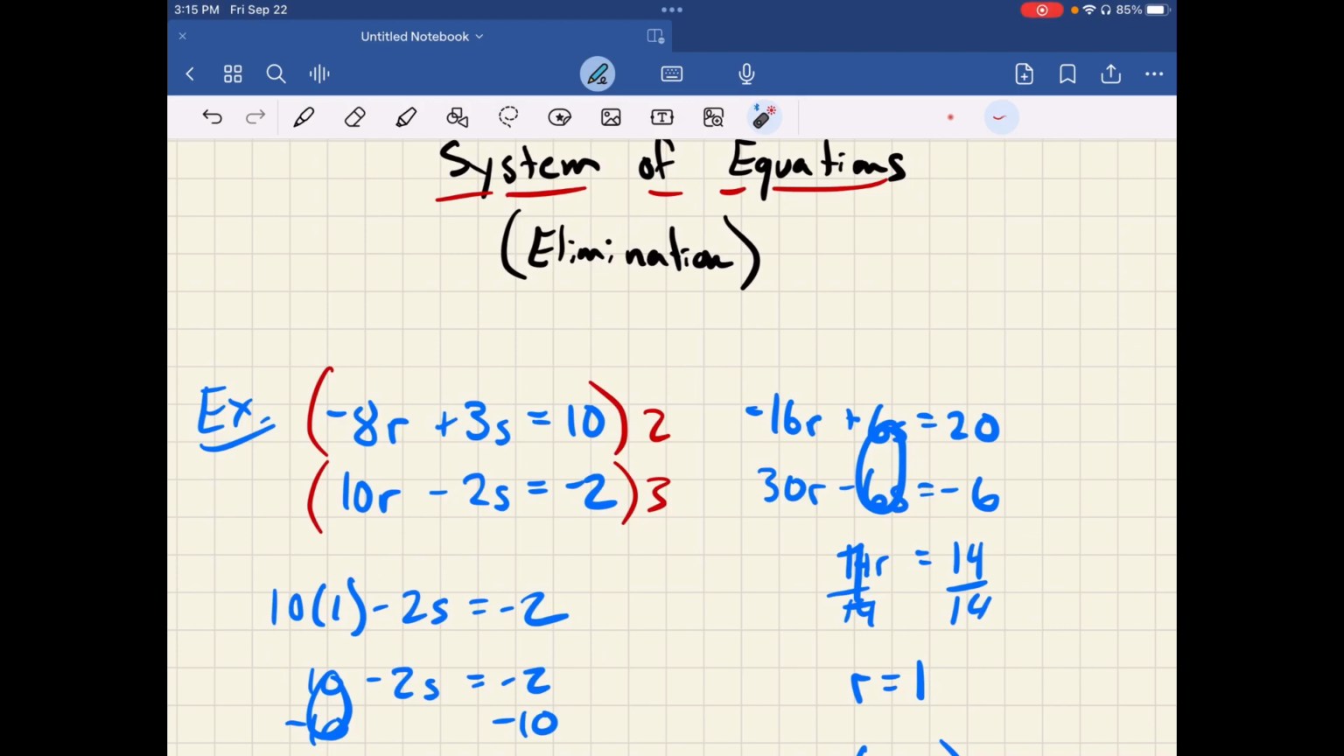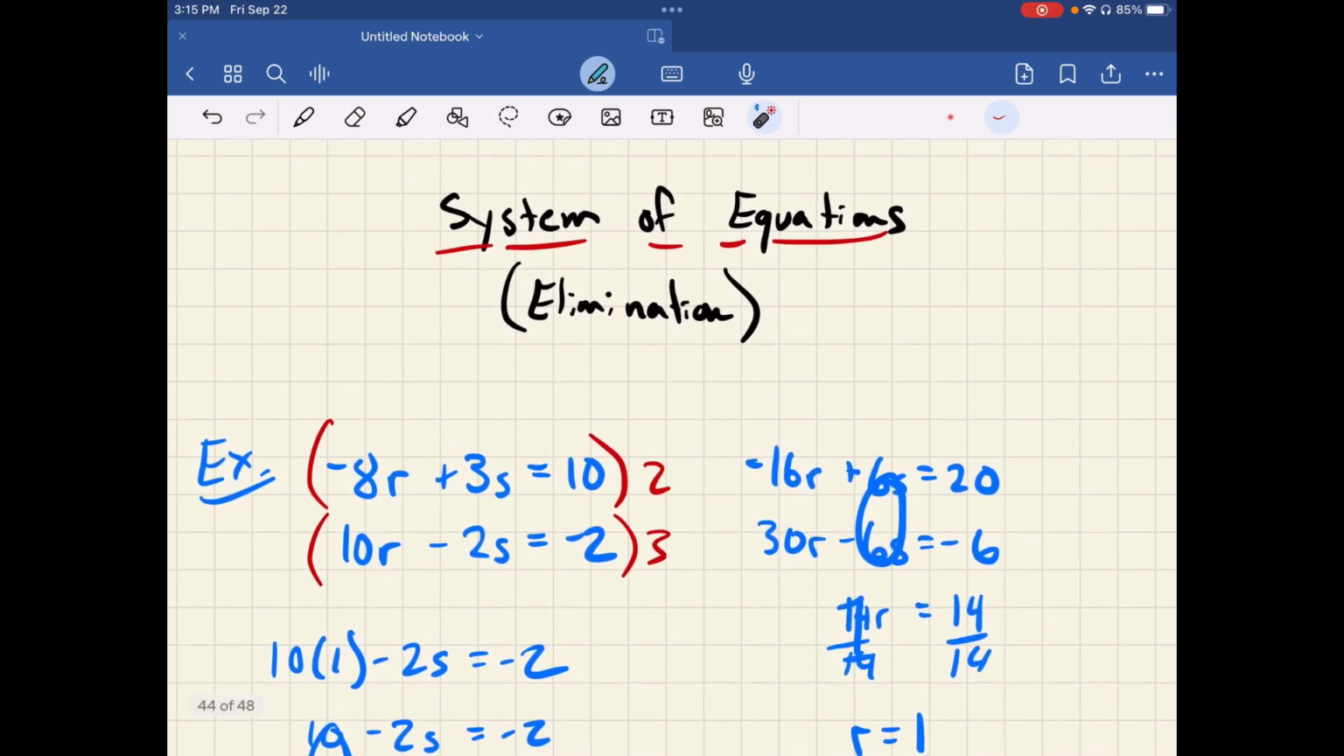If you like one over the other, feel more than free to do it that way, but I just want to show you both so that you've got options when it comes to solving systems of equations.